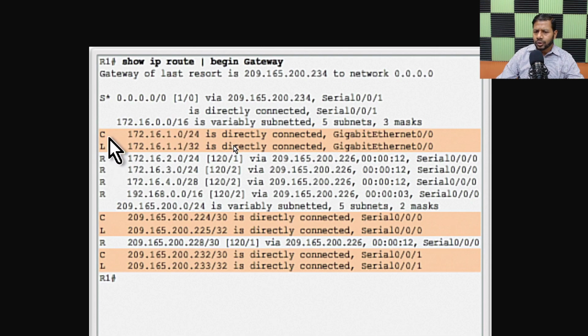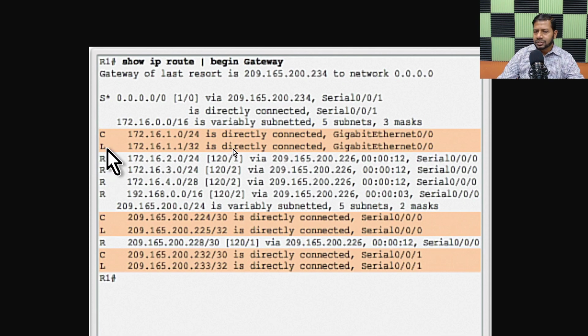Now look at this route right here. C. C means directly connected. So nobody wrote this one. The router already knows it because it's directly connected. What network? 172.16.1.0 with a 24-bit mask. This particular network is directly connected. And to go into that network, the packet has to exit through gigabit Ethernet 0/0. That's what it means. Any packet that has to go to this particular network has to go out of this router via gigabit 0/0, because that network is connected to the gigabit 0/0 interface.